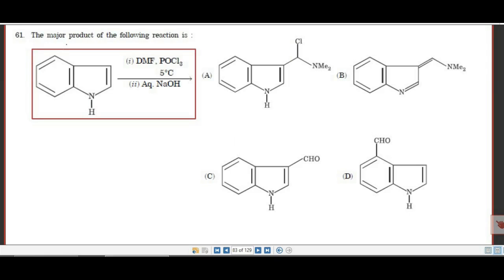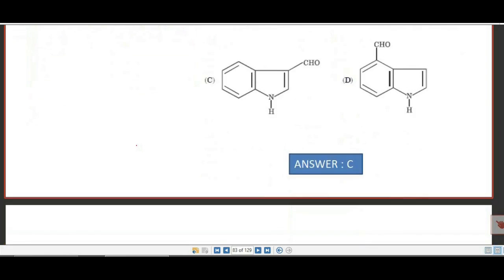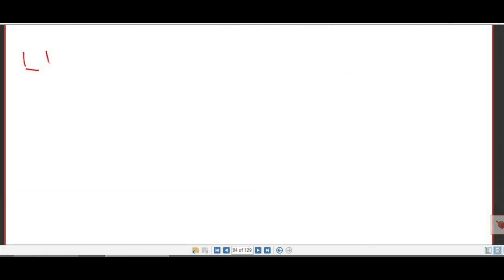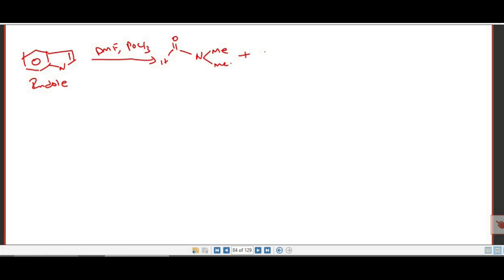Now question number 61. The major product in the following reaction. The reactant indole is given, on treatment with DMF, POCl3, in presence of NaOH. What will be the product? Let us take the reactant indole. This is indole, the reactant given, in presence of DMF and POCl3. So here let us take DMF plus POCl3.